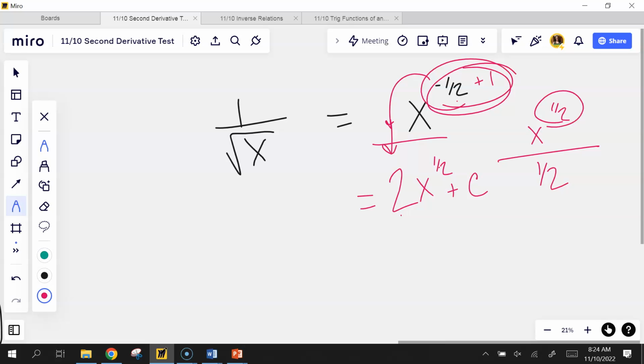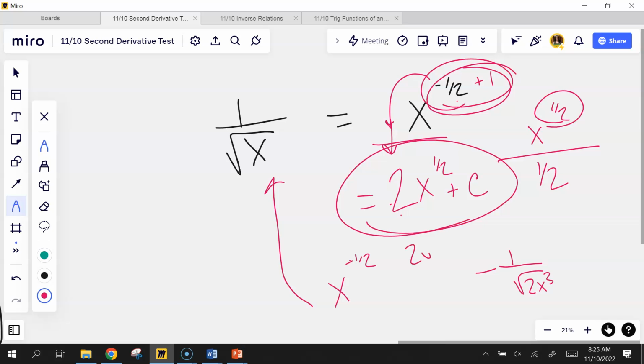And I'm going to just check and make sure it works. 1/2 times 2 is 1. So I get 1x. And then subtracting 1 gives me -1/2, which does bring me back here. And so what do my choices look like here? I've got 1 over the square root of 2x cubed negative. That can't be it. I know it's got to be this, which is 2 square root of x.